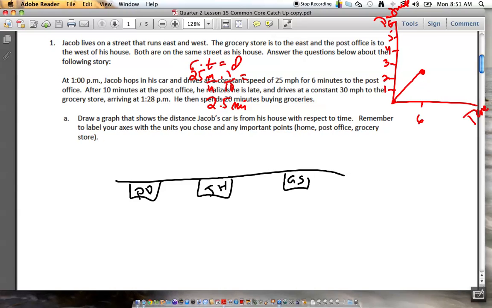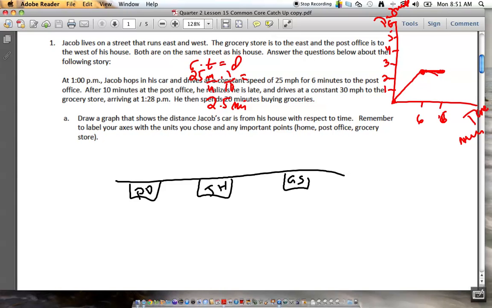Then he drives 30 miles per hour to, oh wait, doesn't he say he waits there or something like that? After 10 minutes at the post office, so I'll go to 10 here. So he's the same distance from home, he hasn't moved, right? Yeah. Wait, we started at 1 o'clock, and then he drives for 6 minutes to the post office, so it's 1:06. And then it says, after 10 minutes at the post office. This is minutes, this isn't time. This would be 1 o'clock, 1:06, 1:16. But it's 6 minutes from when he left, and then it's 10 more minutes, 16, is that what you were saying? Okay, all right.